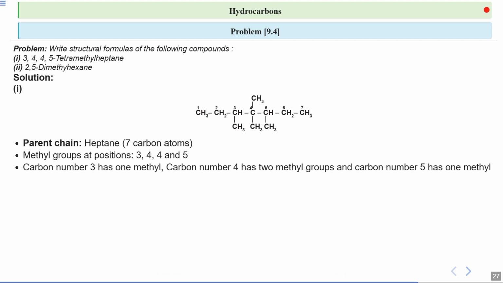This fragment provides more detail about the distribution of methyl groups. So carbon number 3 has 1 methyl group, carbon number 4 has 2 methyl groups, and carbon number 5 has 1 methyl group. This helps us to understand the exact structure of the compound. Now moving on to the next compound.